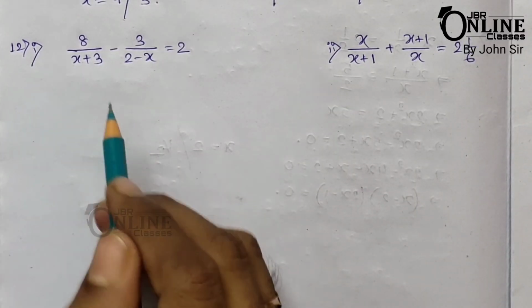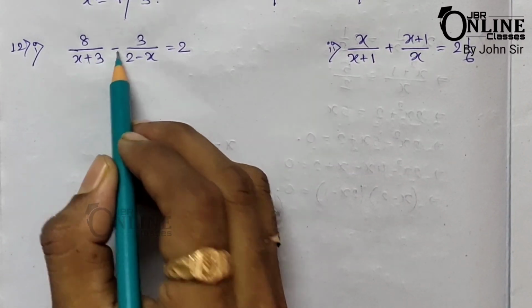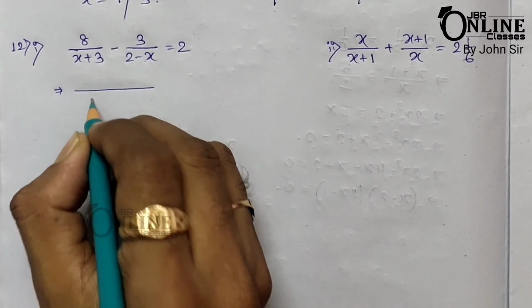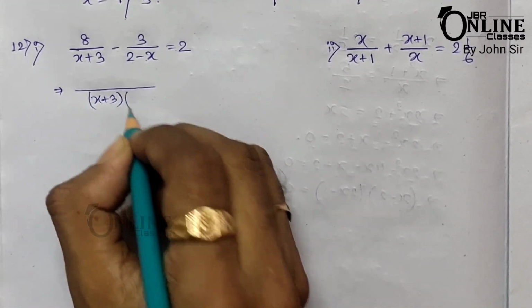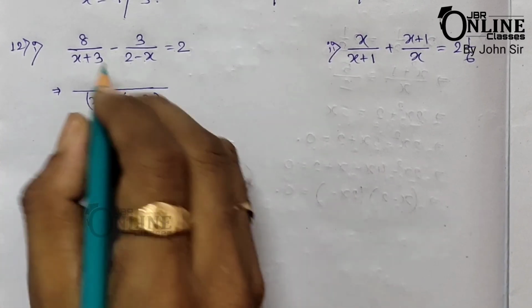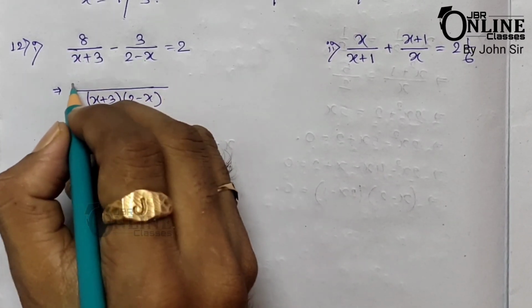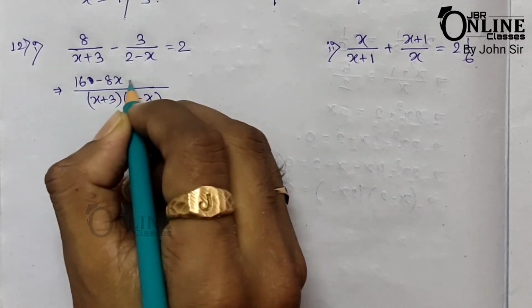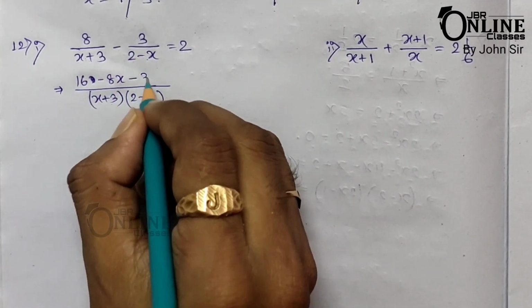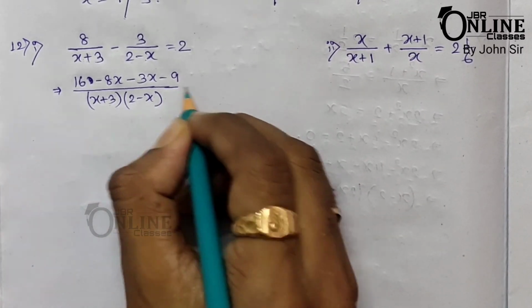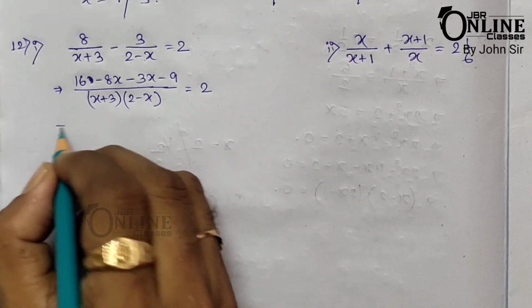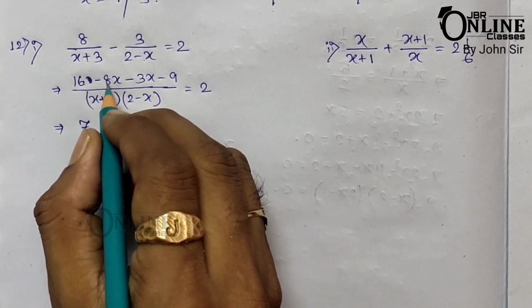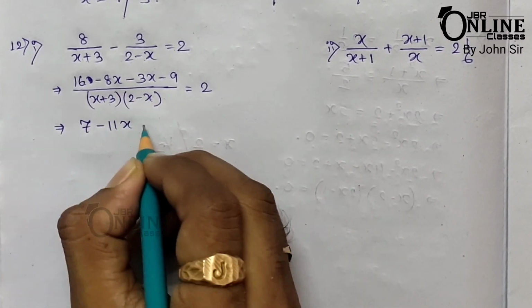Now sum number 12(1). So 8 by (x plus 3) minus 3 by (2 minus x) equals 2. So here LCM (x plus 3) into (2 minus x). In numerator 8 into (2 minus x) becomes 16 minus 8x, and then 3 into (x plus 3), minus 3x minus 9, and that equals 2. So here 16 minus 9 becomes 7, 8x minus 3x is 11x.